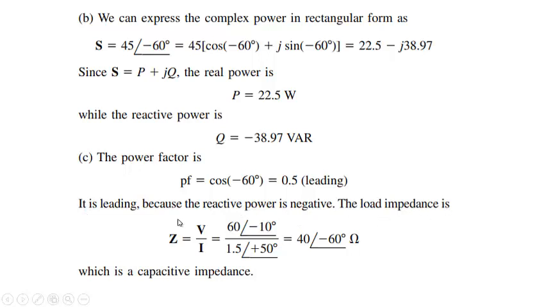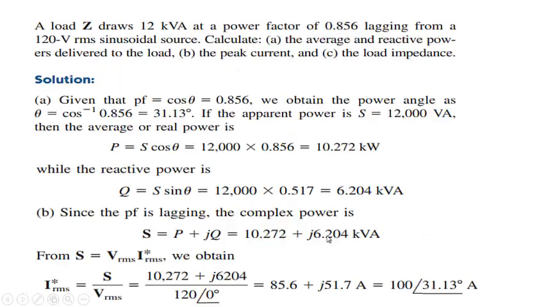The load impedance is V by I. That is equal to V by I, 60 at an angle of 10, divided by 5 at an angle of minus 50. When this is negative, it means again it is capacitive in nature. One more important thing: the values may be given in a different form.